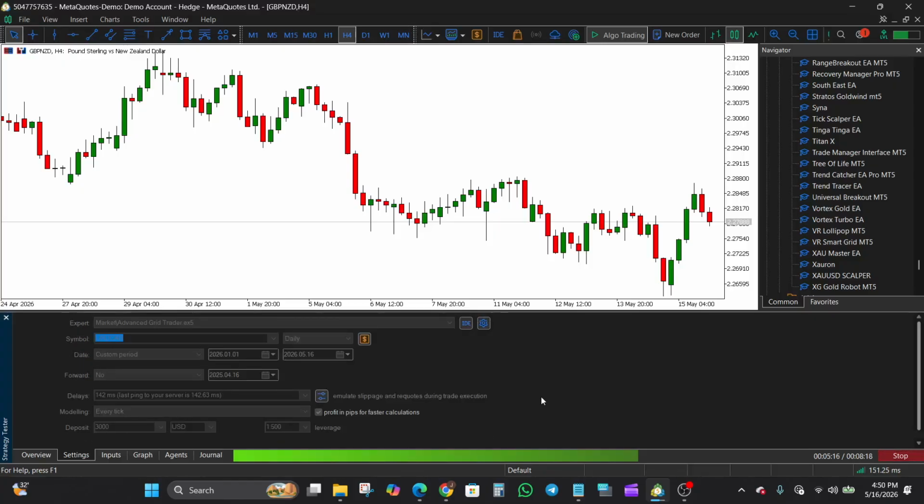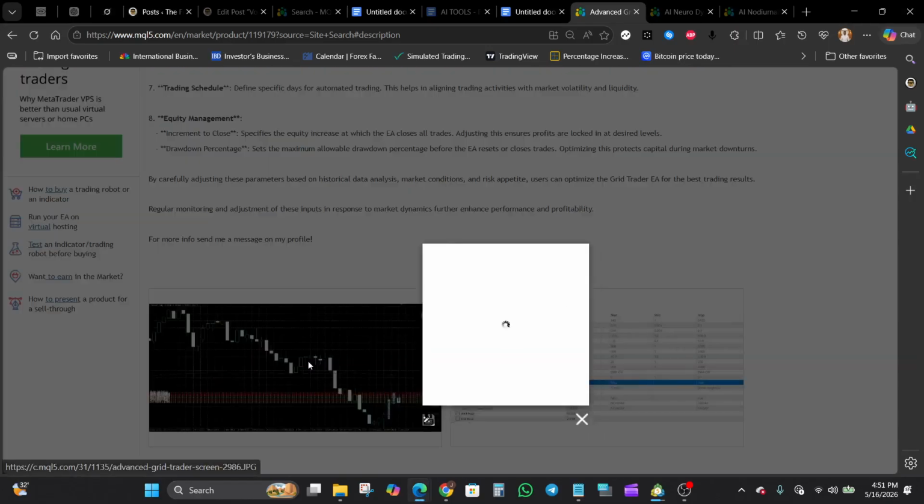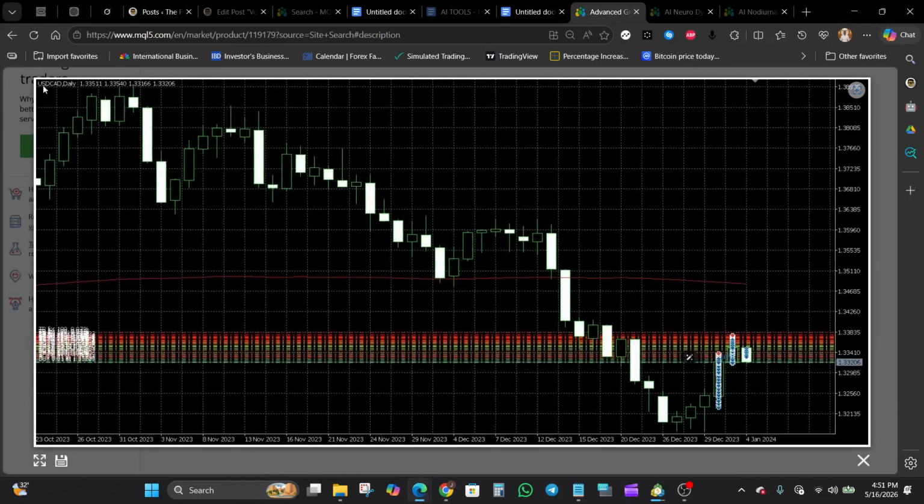So I am already running the backtest. We are running the backtest on USD/CAD. This is the Advanced Grid Trader. So I just decided to use the same currency pair that was used here in the example.